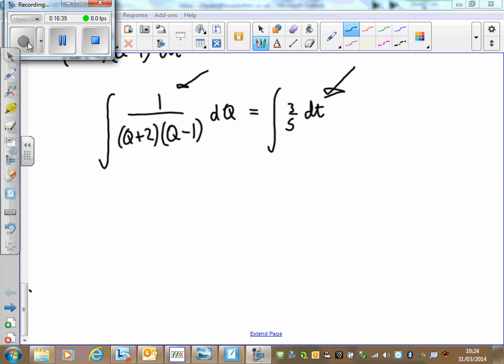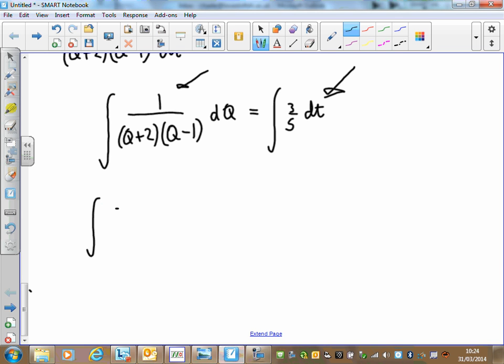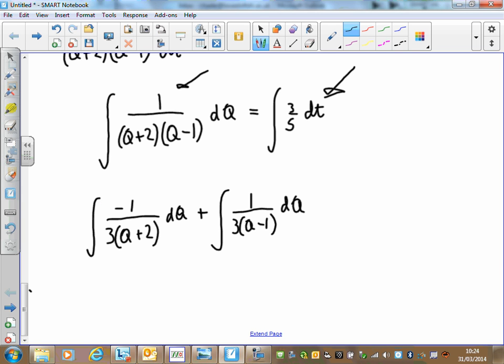So, it's almost like Blue Peter: here's one that I made earlier, after doing the partial fractions. We end up with the integral of minus 1 over 3 lots of q plus 2 dq plus 1 over 3 lots of q minus 1 dq is equal to, well, that's 3/5 t plus a constant. I've integrated that straight away because that's quite straightforward.